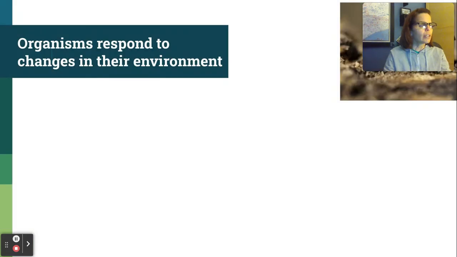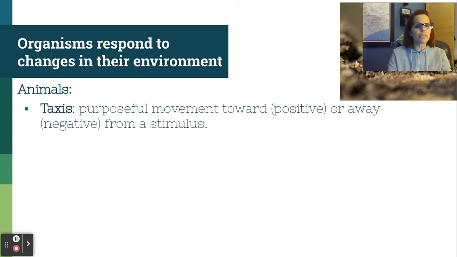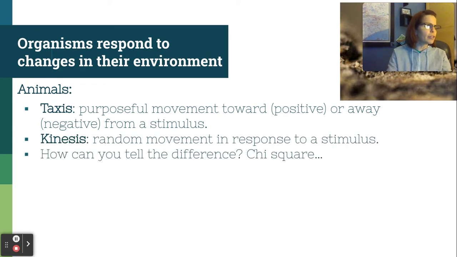Okay, so let's talk ecology. The first part of ecology was about behavioral ecology. And so we said that organisms need to be able to respond to changes in their environment. And we did our pill bug lab and we learned about taxis being purposeful movement. A lot of students thought of taxis as getting in a taxi to purposely go to a specific location. So that's purposeful movement toward or away from a stimulus. Kinesis is random movement. And then how did we tell the difference?